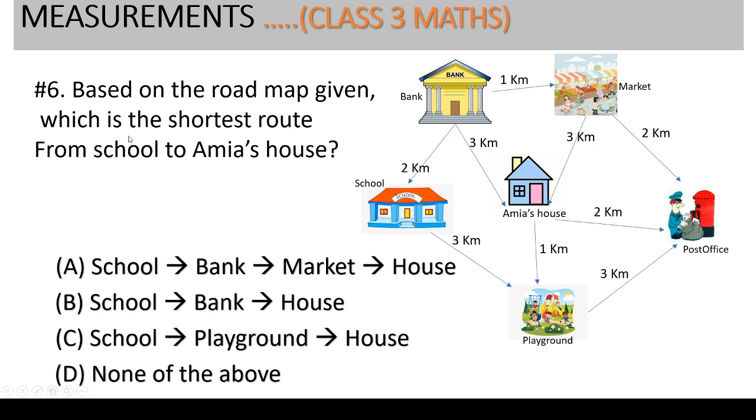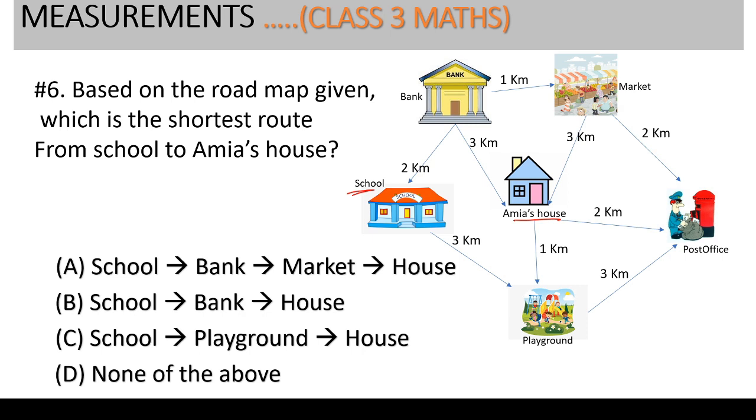Next one. Based on the road map given, here we are measuring distances. Which is the shortest route from school to Amya's house? Where is school? Here it is. Amya's house is here. So let's see if you can find the shortest route. Well, I hope you have solved it.